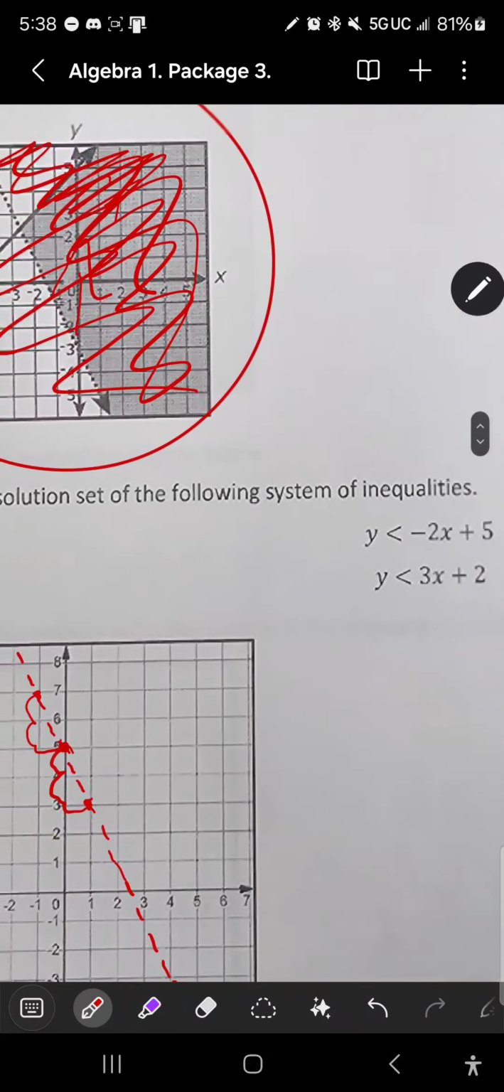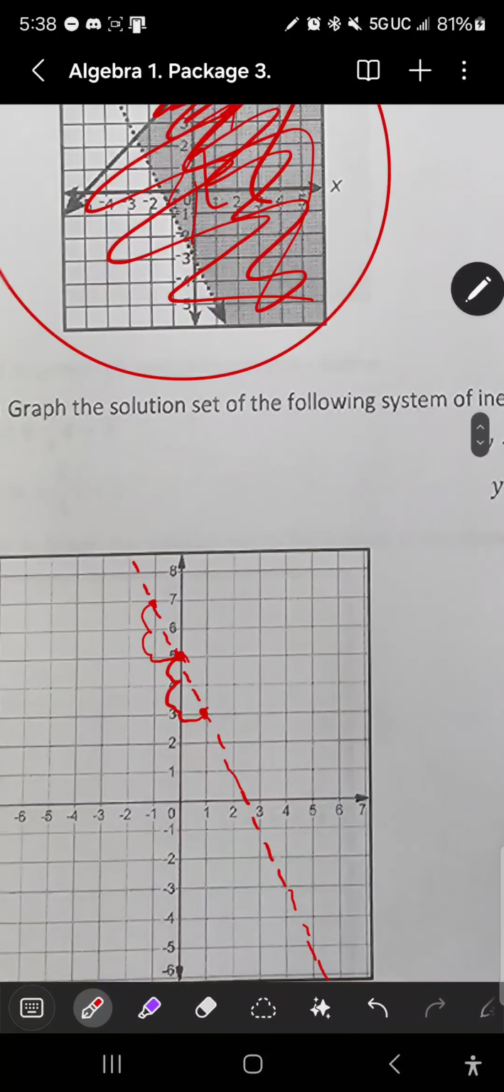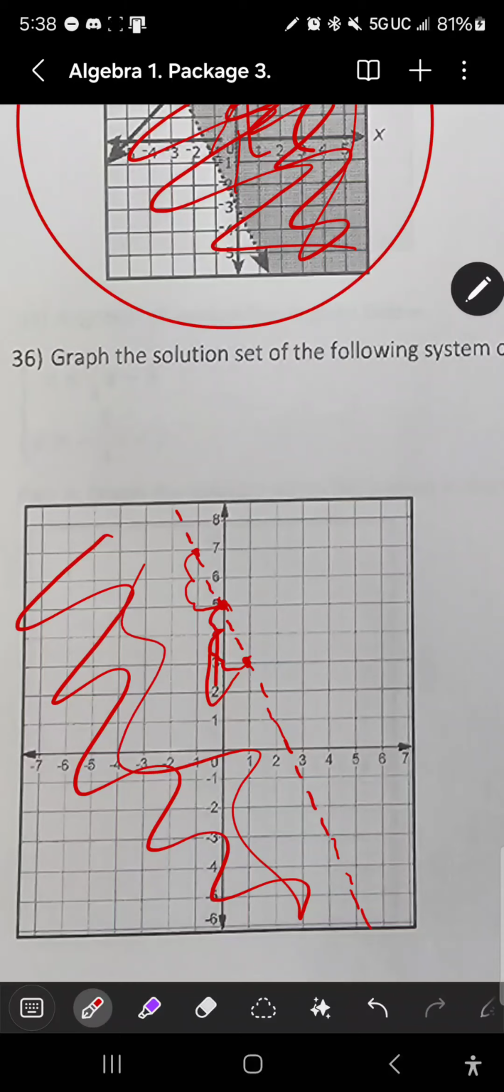This is our line. Now it says that it's less than, so we're looking at the values under the y-intercept. So it's going to be over here.